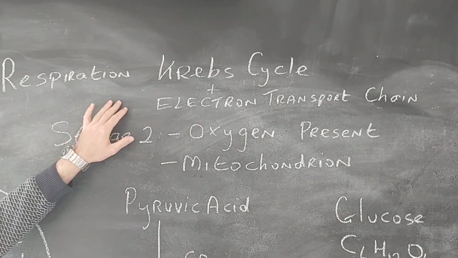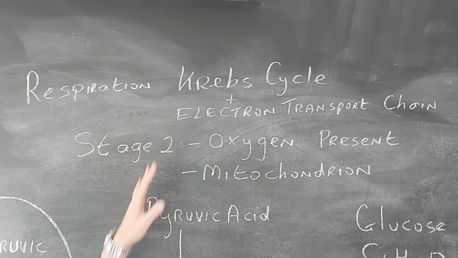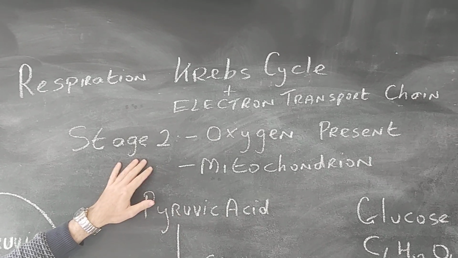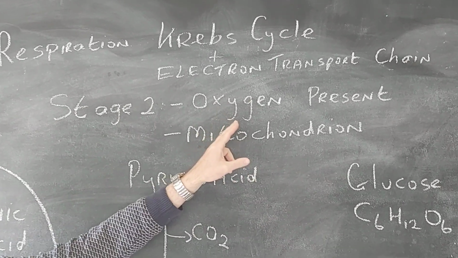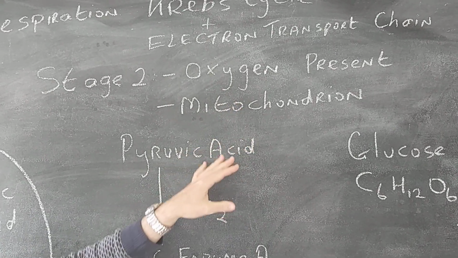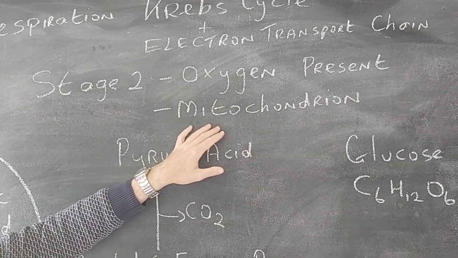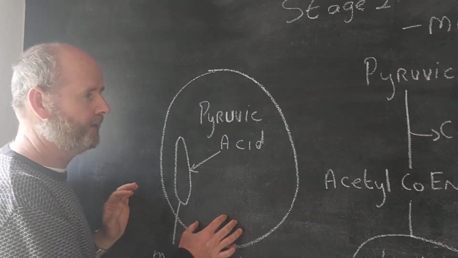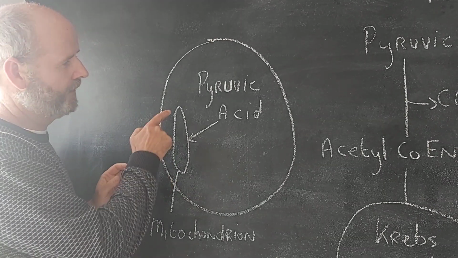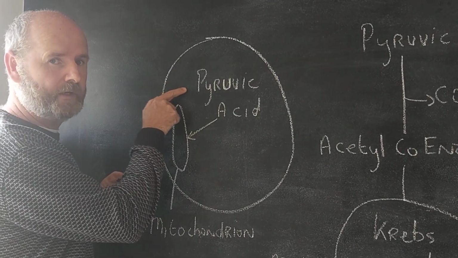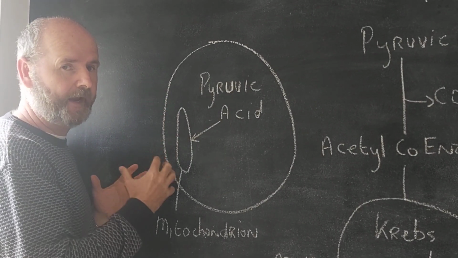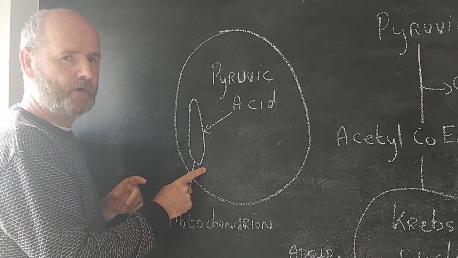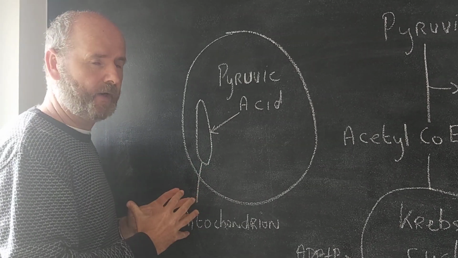So what we have is that this is stage 2, which is Krebs cycle and the electron transport system, or chain. Now, stage 2 will only happen if oxygen is present, and it takes place in the mitochondrion of the cell. So over here, here is my cell. It's a typical animal cell. This is the pyruvic acid that we looked at in glycolysis, which is on the aerobic respiration video. So the pyruvic acid will enter the mitochondrion only if oxygen is present.